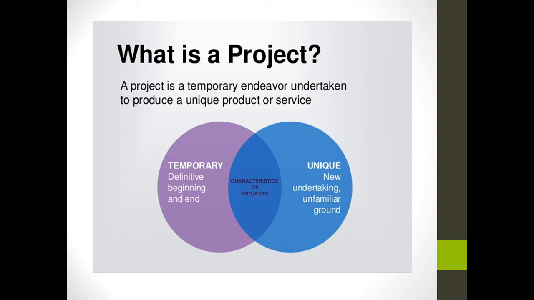Before going to the introduction of project management, we will discuss what a project is. This diagram shows that a project is a temporary endeavor undertaken to produce a unique product or service. In these two circles, one circle is temporary and one circle is unique. Temporary shows a definitive beginning and end.